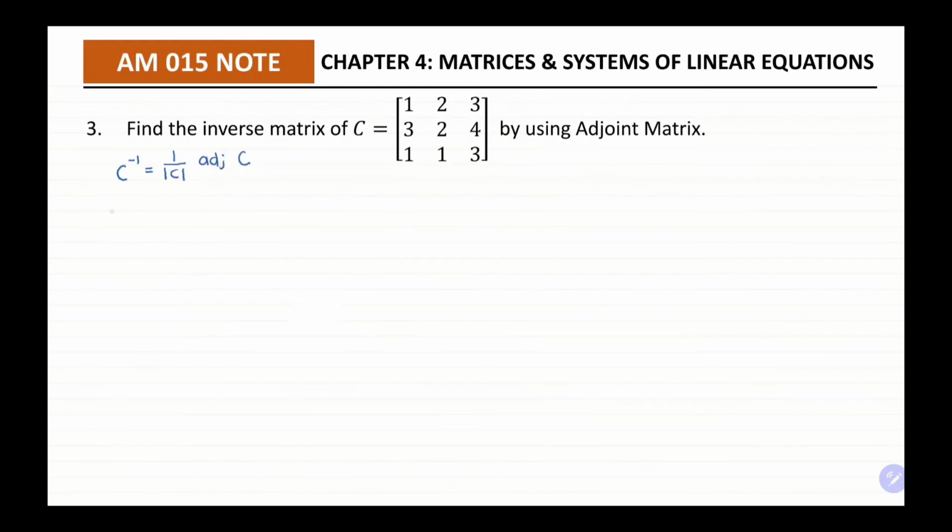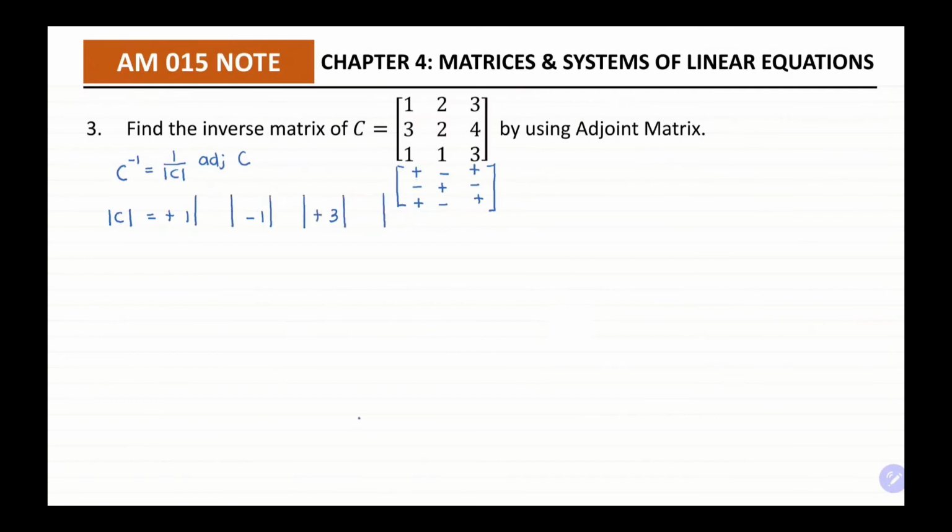Okay, first step, we find determinant of C. For determinant, choose any one row or any one column yang kamu rasa nombor dia senang. Pilihlah mana-mana. Okay, saya pilih last row. Last row, this one. So don't forget the sign: plus, minus, plus, minus, plus, minus, plus, minus, plus. So the last row is 1, 1, 3. So put 1, 1, 3, and the sign plus, minus, plus. Okay, don't forget the minus.